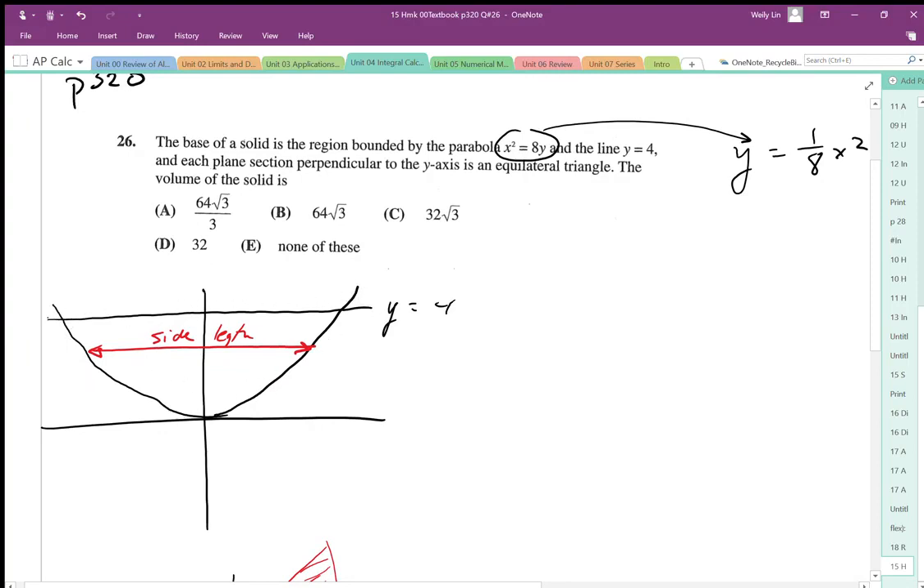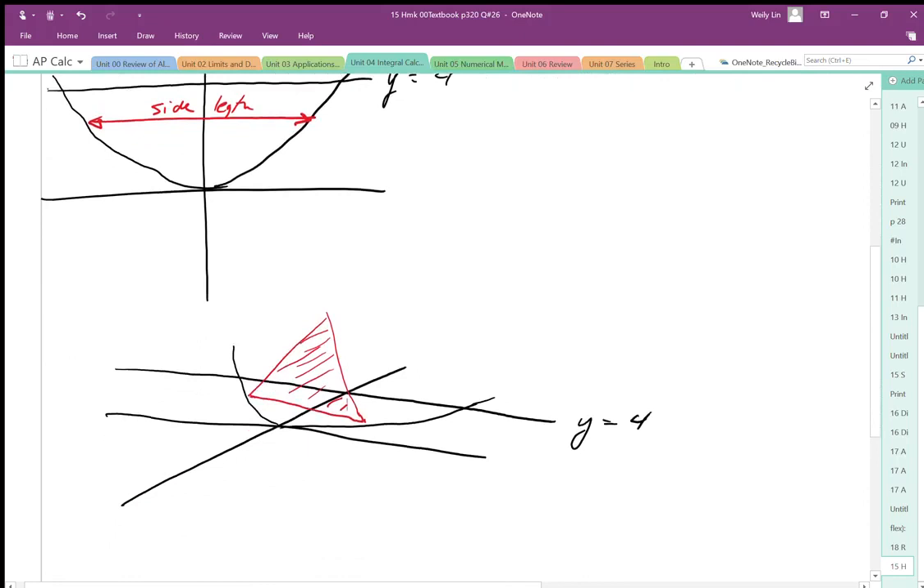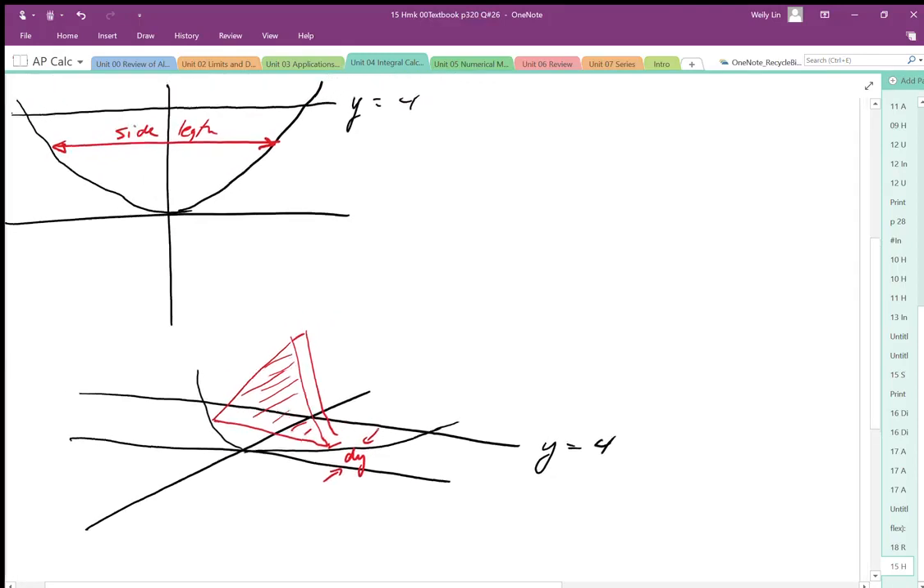Second part of this says each plane section perpendicular to the y-axis is an equilateral triangle. So the plane section that we're going to use here is going to be this length. That's going to be the side length of the equilateral triangle. So when we take a look at this from a 3D perspective, there's my equilateral triangle, and I'm going to need to work out the area of that equilateral triangle. As I work out that area, I can give that area some thickness of dy, and then that will allow me to integrate to get volume.